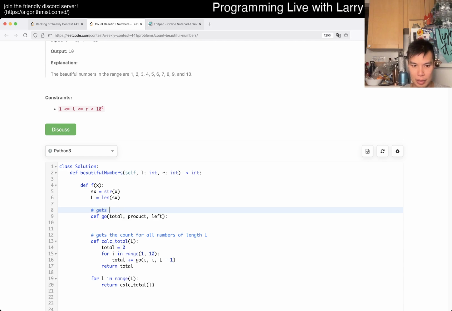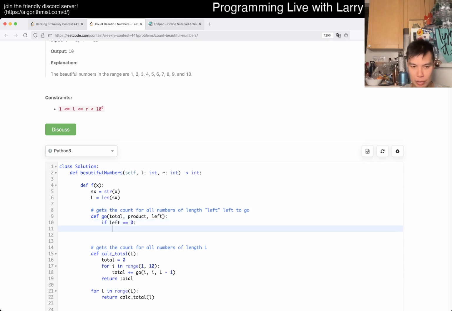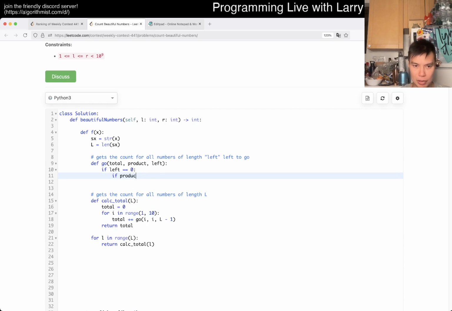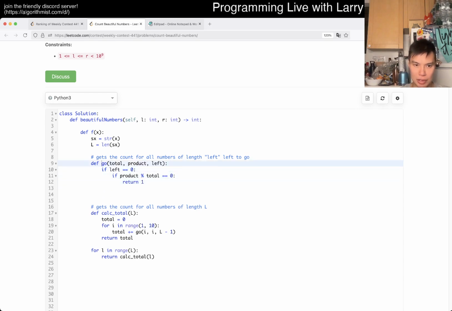Gets the count for all numbers of length left to go, right? So if left is equal to 0, then we go if total is mod the other way around, I think actually. Yeah, okay, whoops. Product mod total is equal to 0, return 1. Otherwise, we do stuff, and we should cache this.